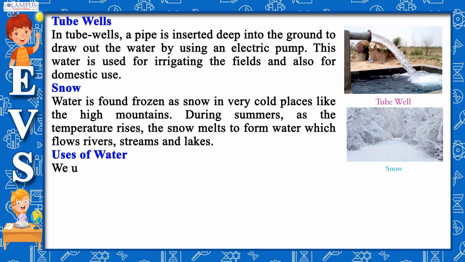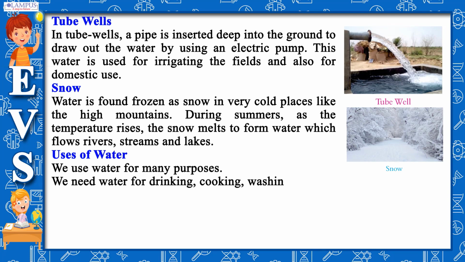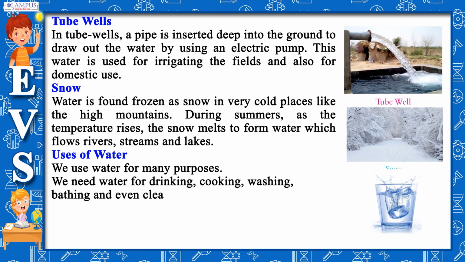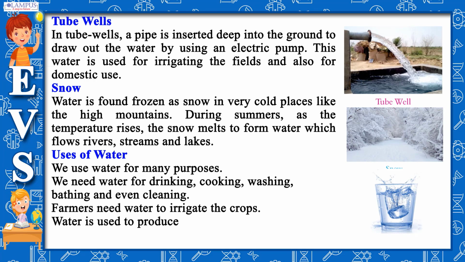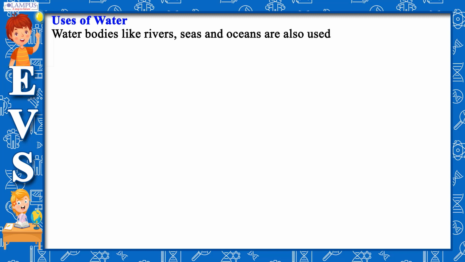Uses of water. We use water for many purposes. We need water for drinking, cooking, washing, bathing and even cleaning. Farmers need water to irrigate the crops. Water is used to produce electricity. Some factories need water to make things we use. Water bodies like rivers, seas and oceans are also used to move from place to place by boats or ships.